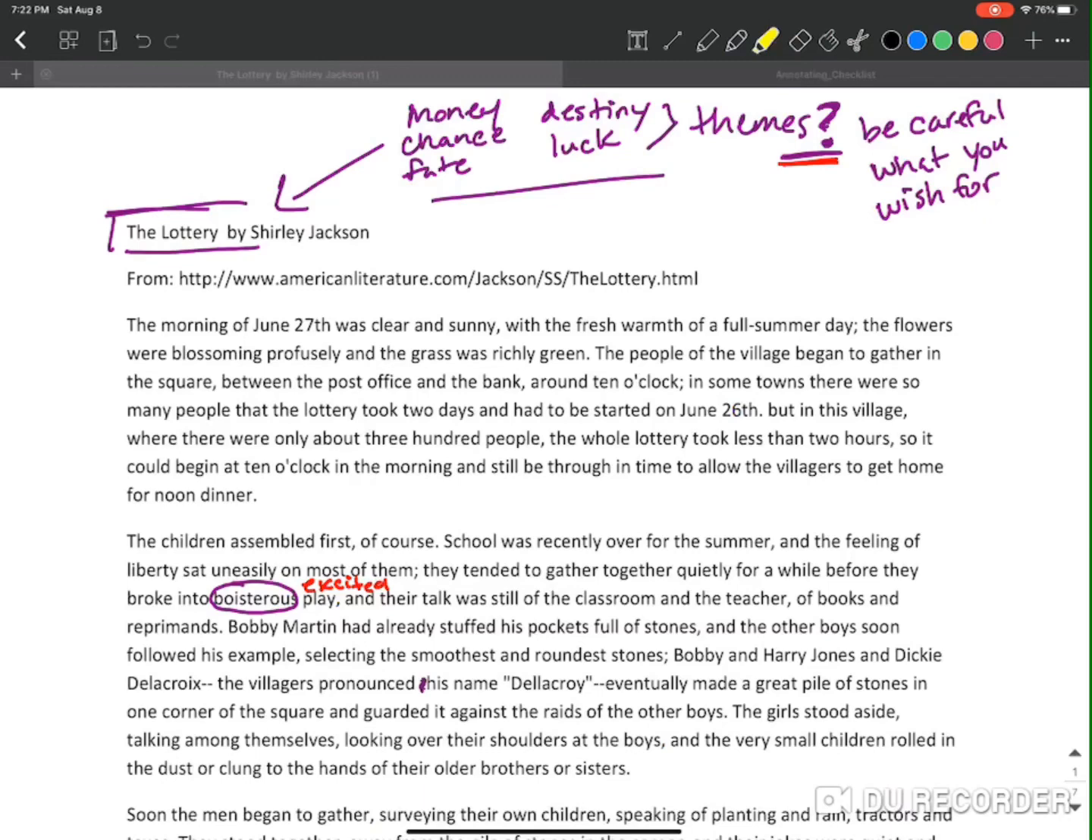The morning of June 27th was clear and sunny with the fresh warmth of a full summer day. The flowers were blossoming profusely and the grass was richly green.